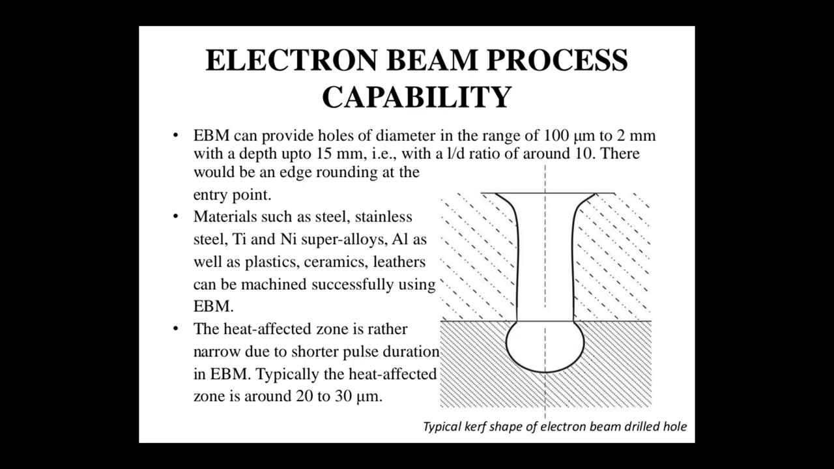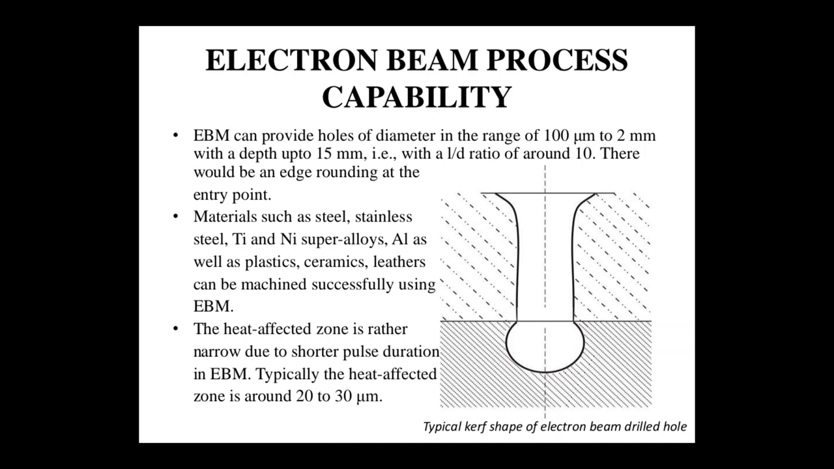There would be edge rounding at the entry point. Here I have shown the diagram where you can see the typical curved shape of an electron beam drilled hole. Metals such as steel, stainless steel, titanium and nickel super alloys, aluminum, as well as plastics, ceramics and leather can be machined successfully using this EBM process.